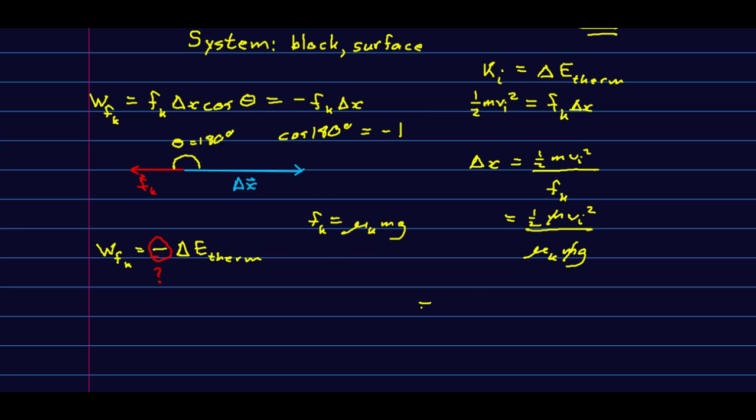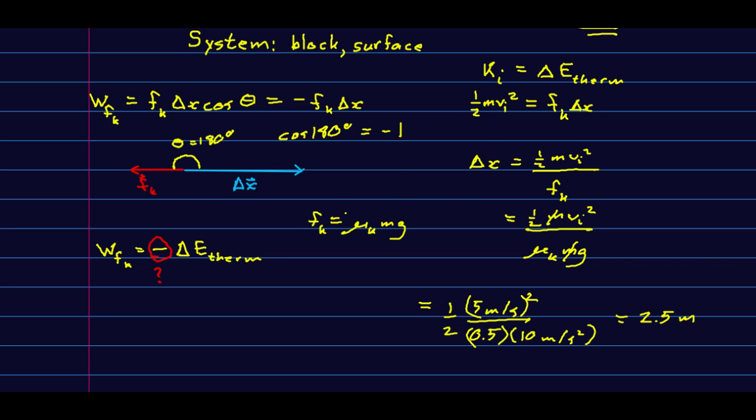And so now we're pretty much done. We have a half vi, which was 5 meters per second, squared over our coefficient of friction times g. And that is just 25 over 5 is 5, half of 5 is 2.5, so that is 2.5 meters.